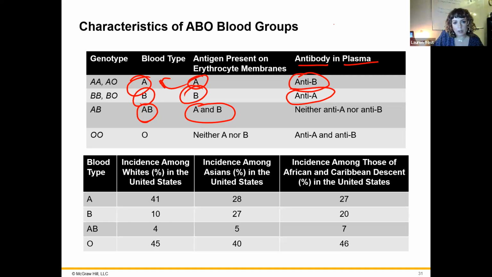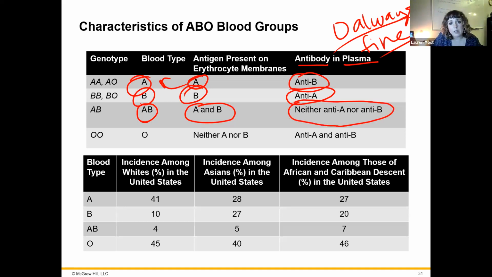O, always fine. Don't question it. It's like the blank that everybody else is set up on. So AB, because it has A and B, doesn't see either A or B as foreign. It sees them both as self. So we don't have antibodies to A. We don't have antibodies to B. We just don't have antibodies to O. Nobody has that. That's not a real thing.